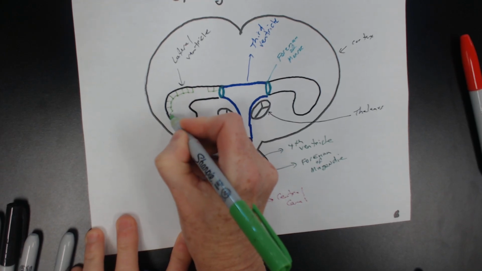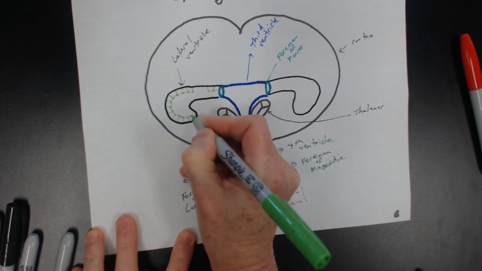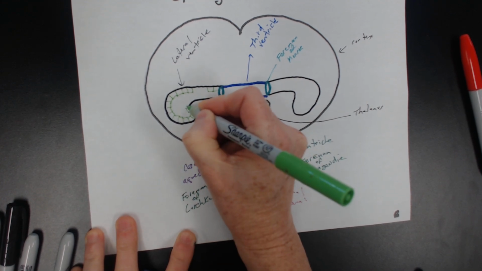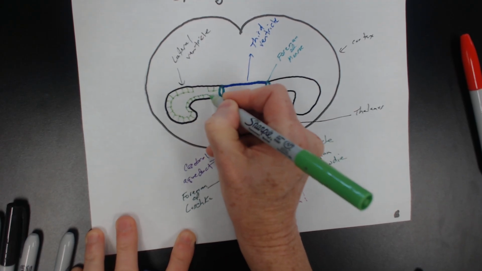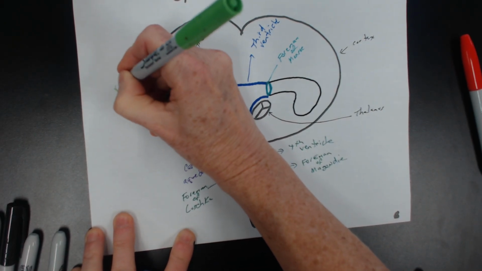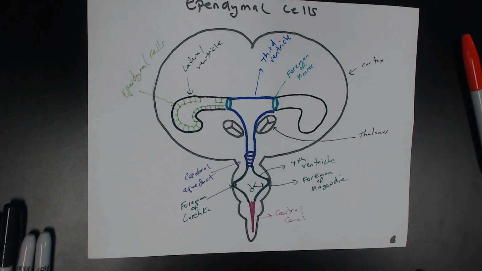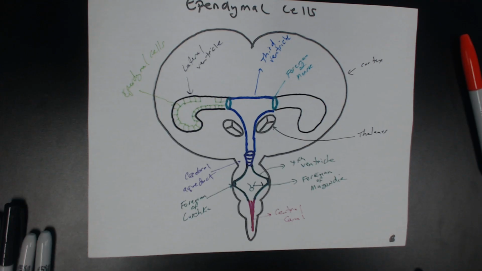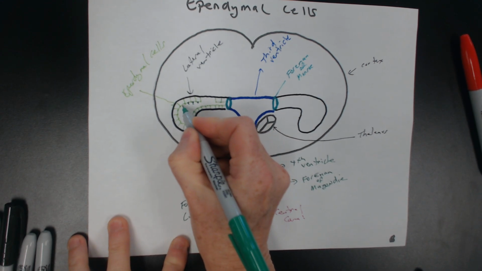You should know that these ependymal cells are nothing more than cells that line your ventricles. I'm just representing them here as columnar cells. Those are your ependymal cells, and they line all of your ventricles. For the sake of time, I'm just drawing them on that one lateral ventricle, but your ependymal cells line all of your ventricles. And these ependymal cells actually have little hairs, or cilia, that stick out of all of them.